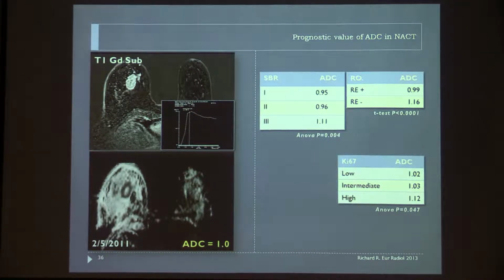However, we found something interesting. As you can see, the ADC was correlated with the grade of the lesion. The low-grade lesion had a lower ADC than the high-grade lesion. Same thing with the hormonal receptor. The tumor with a positive hormonal receptor had a lower ADC than the tumor with no receptor. And the same with the proliferative index. As you can see, the low proliferation index had a lower ADC than the high proliferation index.